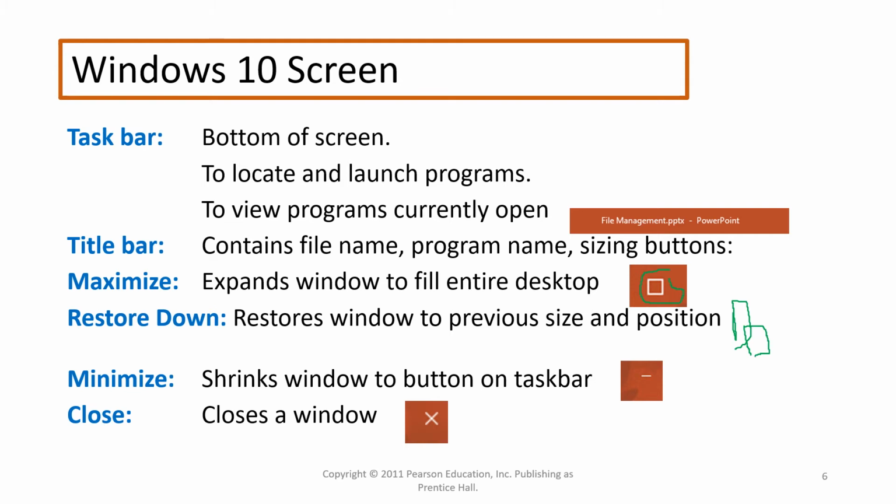Minimize is to shrink the window to a button on the taskbar. So it brings it down to the bottom. It doesn't close it, it just gets it off of your desktop and puts it at the bottom. To close a window, you just click X. So these icons, these buttons, are to the right of your title bar.